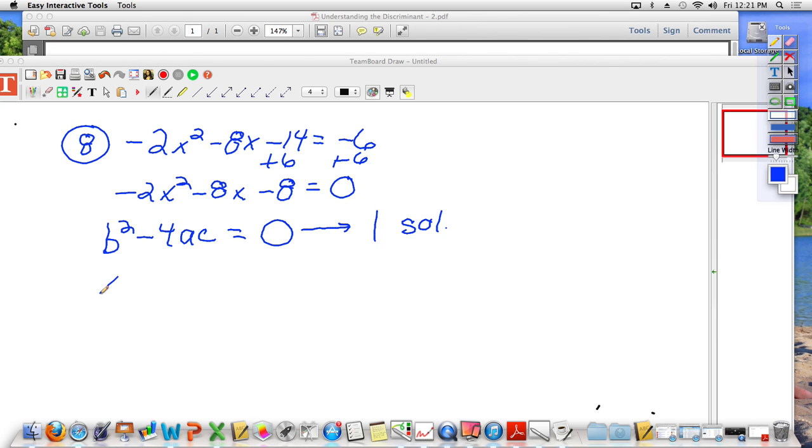All right. X equals. Use your formula. Opposite of B. B is negative 8. What is the opposite of negative 8? Positive 8. Plus, minus, the square root of what number? 0. That thing right there. Divided by 2 times A. Please do the math in your head. 2 times A. Well, A is negative 2. Right here. That's the A value. 2 times negative 2 is negative 4.